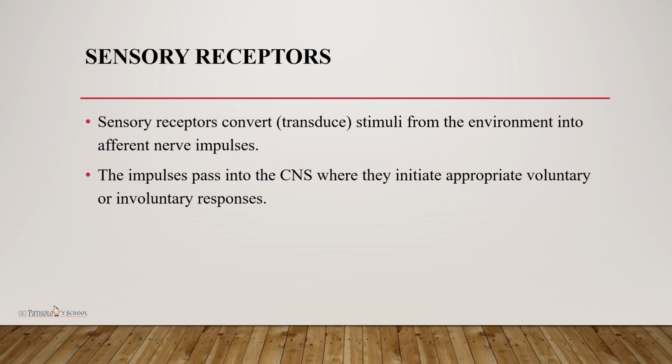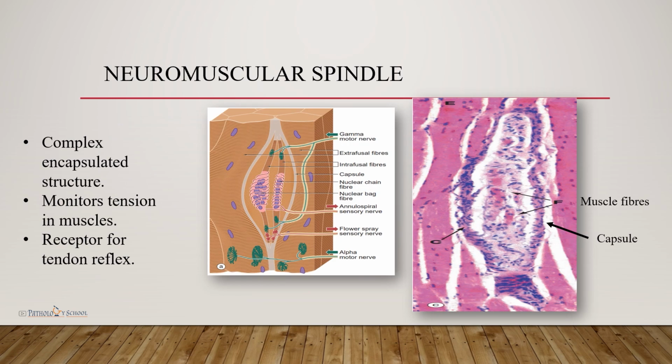Now we will move towards the sensory receptors. Sensory receptors convert stimuli from the environment into afferent nerve impulses. The impulse passes into the central nervous system where they initiate appropriate voluntary or involuntary response. Now this is the neuromuscular spindle. This is a complex encapsulated structure which monitors the tension in the muscle.